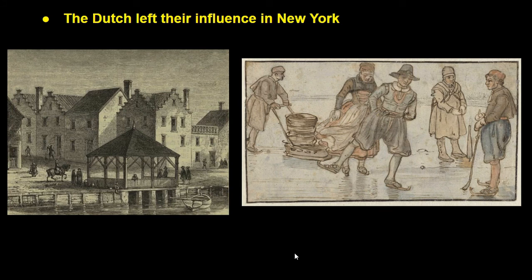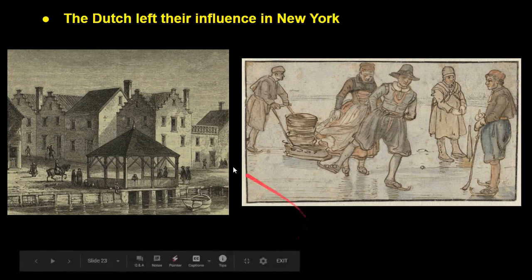So the English took over, but the Dutch didn't really leave. A lot of the Dutch people stayed in the English colony of New York, and the Dutch left a lot of their influence in New York State. Some of the old architecture, if you look at these stepped roofs, these are called gables. Ice skating was a custom brought to America by the Dutch.